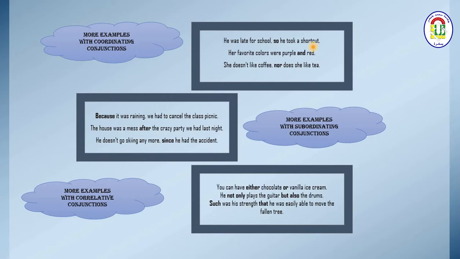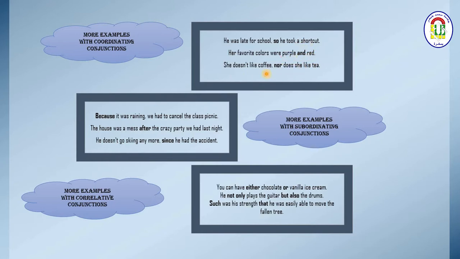They are not only used in the compound sentence, they can also be used in simple sentences, just to join single words. Here, he was late for school, so he took a shortcut. So 2 clauses of the same class. Her favorite colors were purple and red. Red and purple here, with a coordinating conjunction between them.